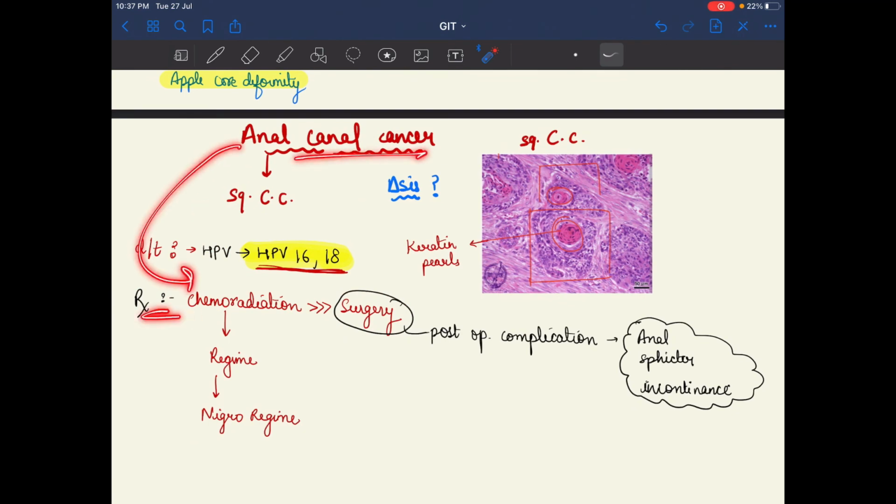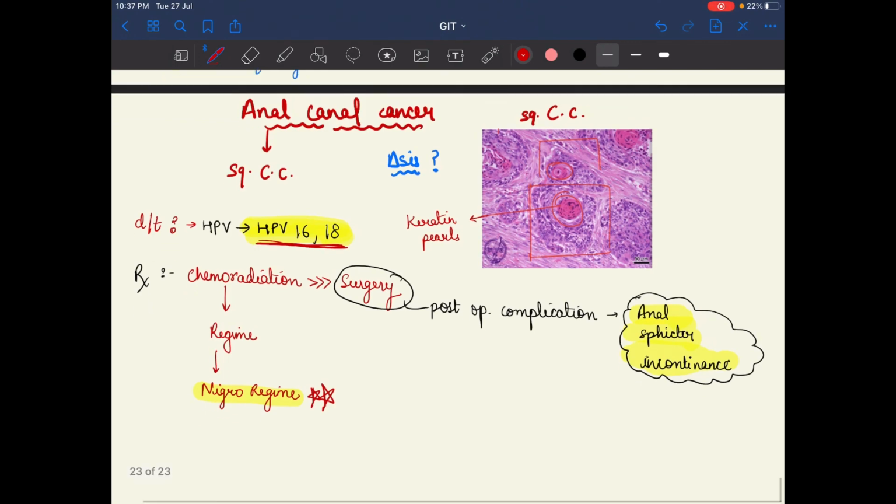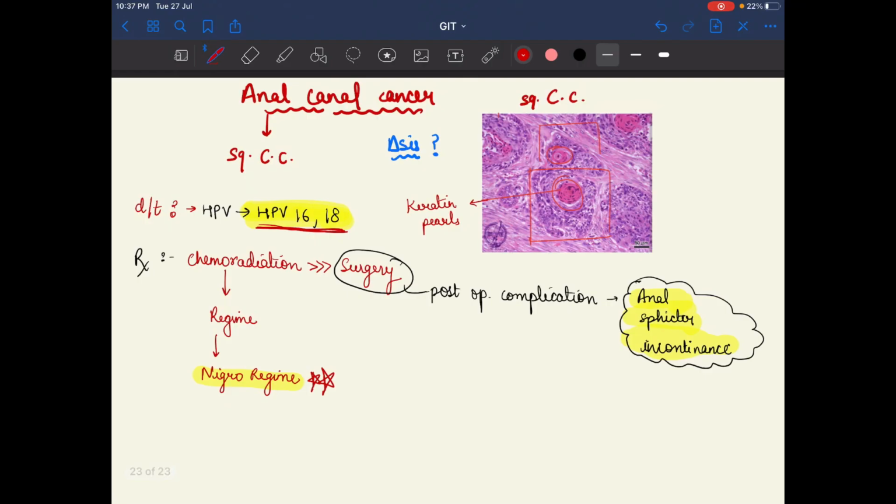For the treatment of anal canal cancer, we do chemoradiation more than surgery, because of the post-operative complication of surgery, that is anal sphincter incontinence. So that's why chemoradiation is more preferred in anal canal cancer. The regimen name for chemoradiation is the Nigro regimen. Please remember that the Nigro regimen is done for anal canal cancer. So chemoradiation is more preferable than surgery, because surgery has one complication, that is anal sphincter incontinence. So that's all about the GIT pathology.